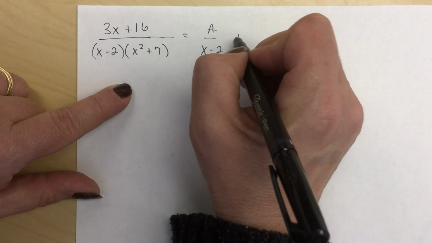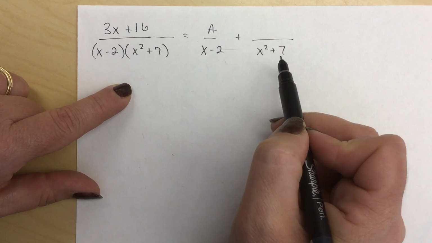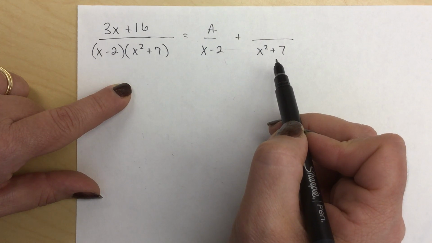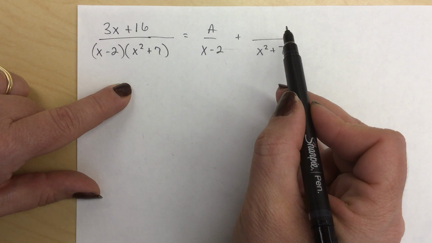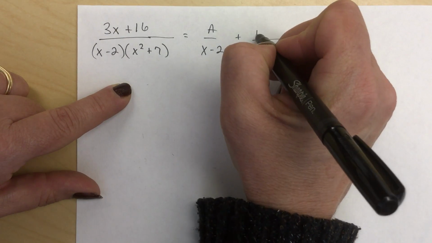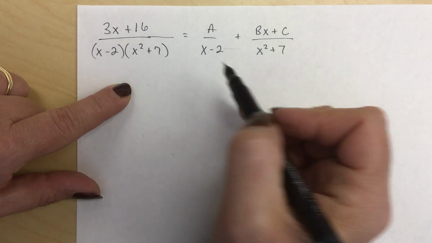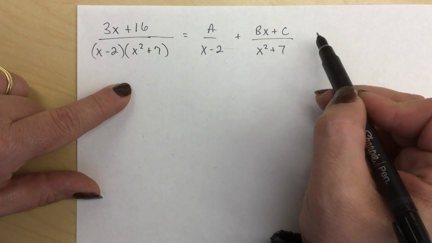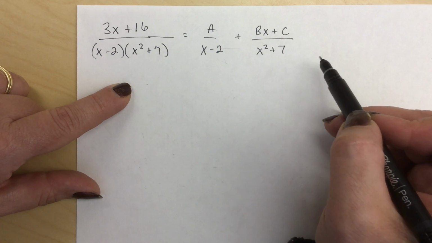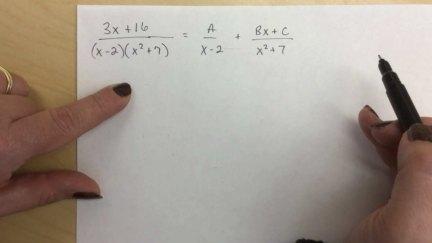But we have to put something over x squared plus 7. X squared plus 7 is a second degree. It's like a parabola. So bx plus c, exactly, because it could be like a line. So plus bx plus c. And if it was x squared plus 7 squared, I'd have to do plus dx plus e over x squared plus 7 squared. We could do so much algebra if we wanted to.